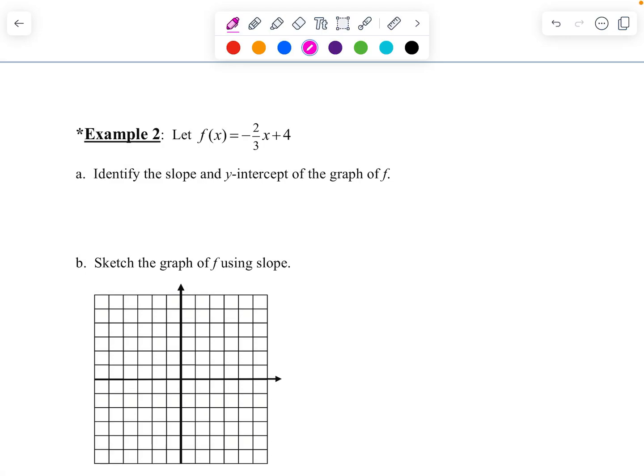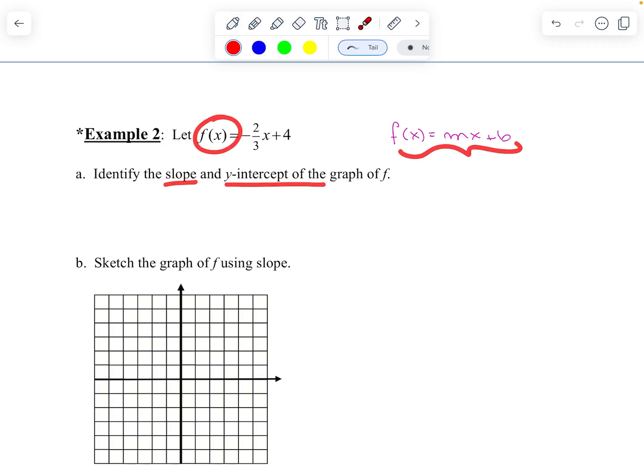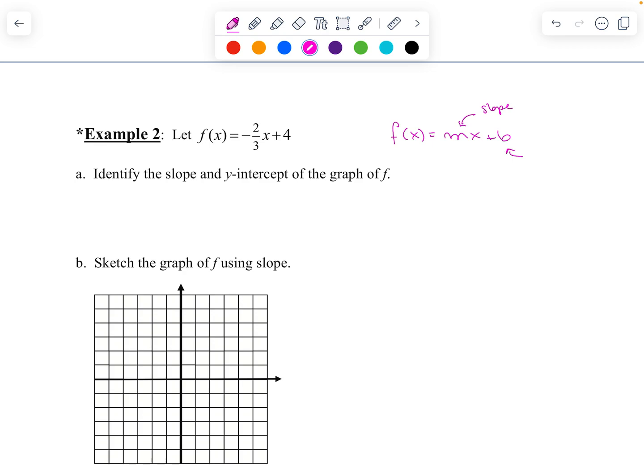All right, for this problem, we are looking at a function that is linear. So this is our function, and we can see that it is of the form f of x equals mx plus b. And that is how we're going to find the slope and the y-intercept for this function because it's directly in this form already.